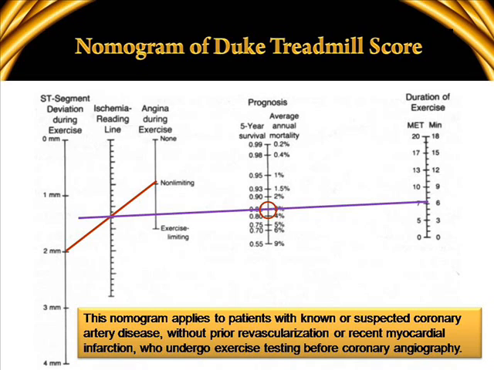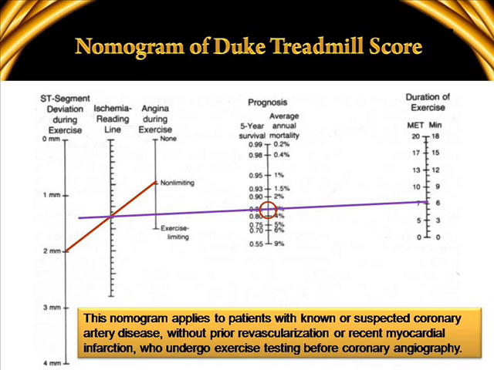So, in order to interpret the nomogram, there are 3 steps. The first step is to connect the angina during exercise line with the ST segment deviation during exercise. So, pick up the point on the angina during exercise line. Let's say this patient had a non-limiting angina. That means he had pain, but that did not limit the exercise testing to be stopped. From that point, let's say the patient had 2 millimeters of ST depression from the baseline, and that point is connected by a straight line.